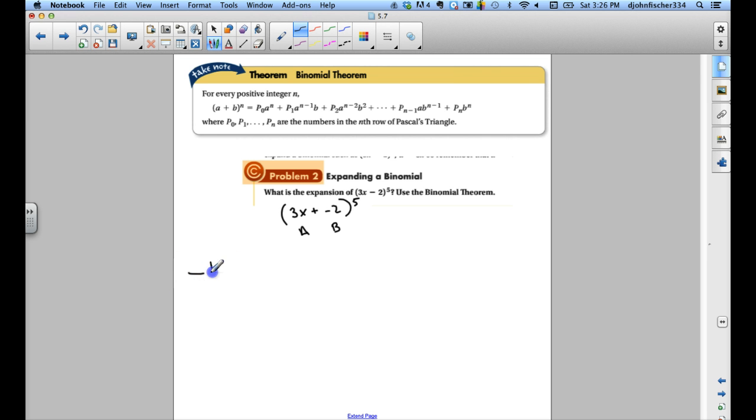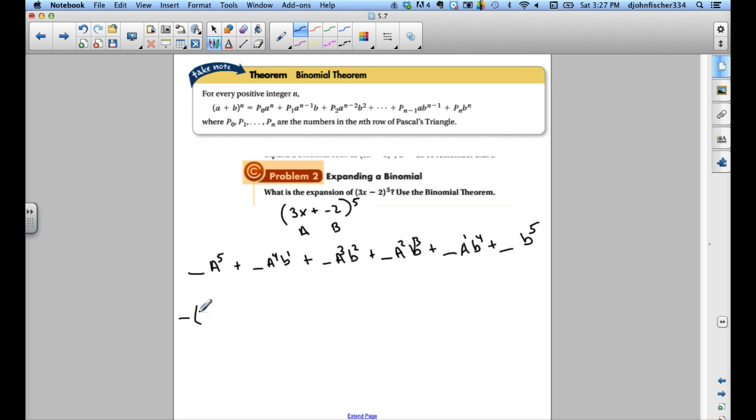I'm going to have blank A to the 5th, B to the 0, plus blank A to the 4th, B to the 1st, plus blank A to the 3rd, B to the 2nd, plus blank A to the 2nd, B to the 3rd, plus blank A to the 1st, B to the 4th, plus blank no A and B to the 5th. So that's what it would look like, but now A and B are not A and B here. A is 3x and B is this, okay? So I'm going to go back and put that in there.